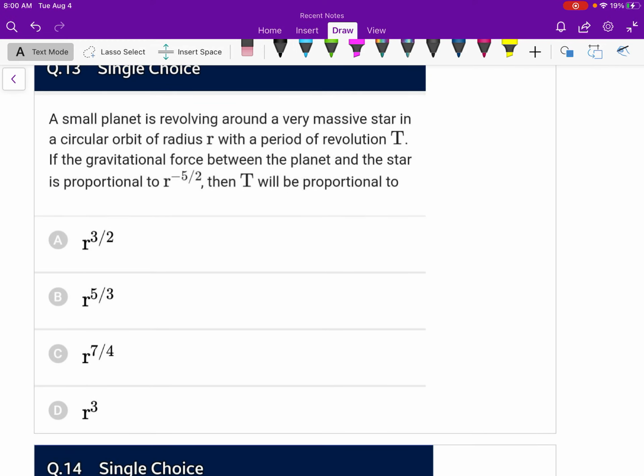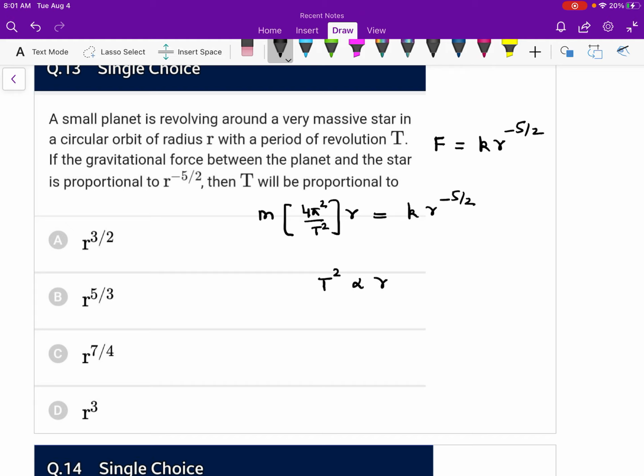A small planet is revolving and the force is proportional to r to the power minus 5 by 2. Then the time period is: let the force be k r to the power minus 5 by 2. This force provides the required centripetal force, so m omega square, which is 4 pi square by T square into r, is k r to the power minus 5 by 2. So T to the power 2 is proportional to r to the power 5 by 2 plus 1, which is 7 by 2. So T is proportional to r to the power 7 by 4.